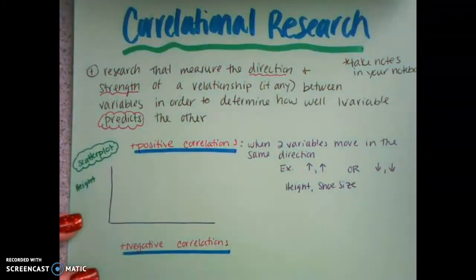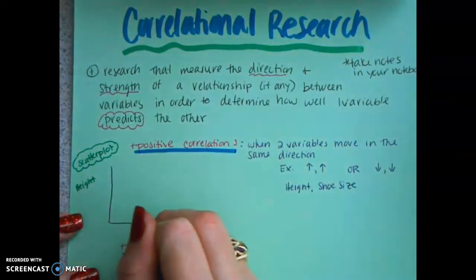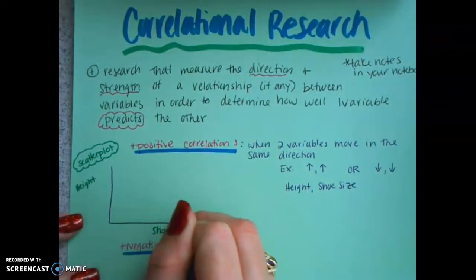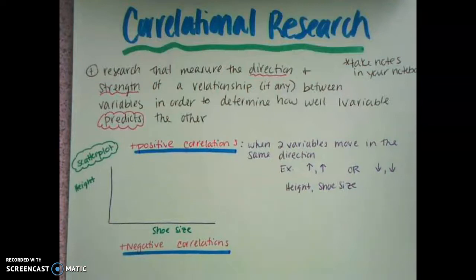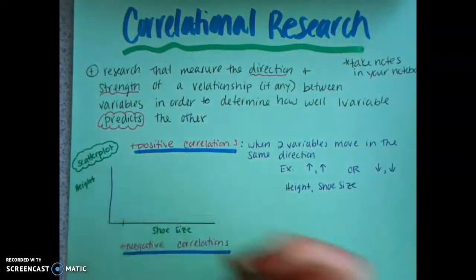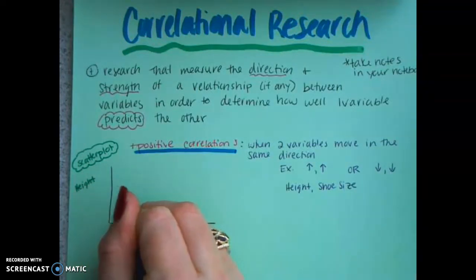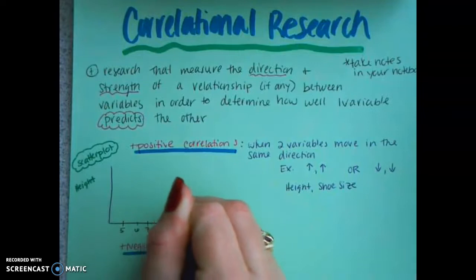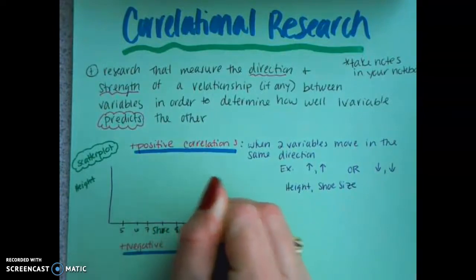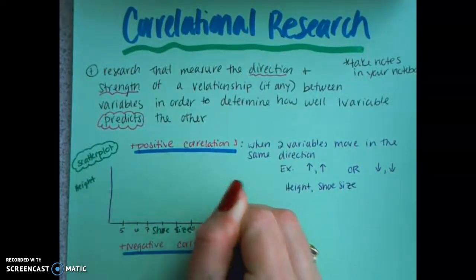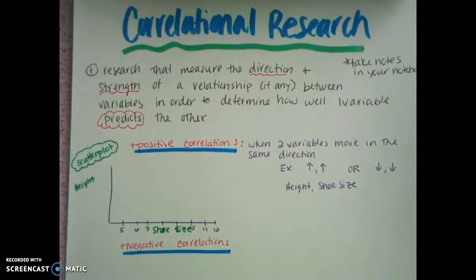And let's say my horizontal axis is going to be shoe size. Okay. And so I would literally go around the room and I'd ask you, like, what is your height and what is your shoe size? So let's say shoe size would start at like a 5, size 6, 7, 8, 9, 10, 11, 12. Maybe some people have larger feet than that.